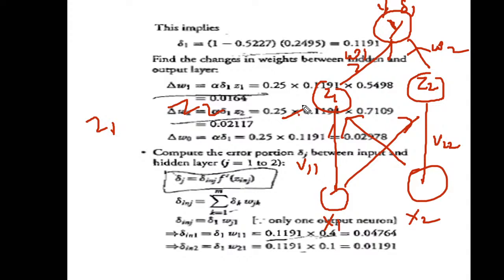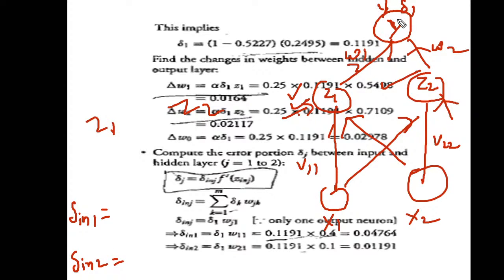Now what we are trying to do is propagate this error in the backward direction. From the output layer, it will reach z1 and z2. So we will calculate the total input coming at z1 and at z2 because of that error. We will represent it as delta input 1 at this particular z1, and similarly delta input 2 at z2.